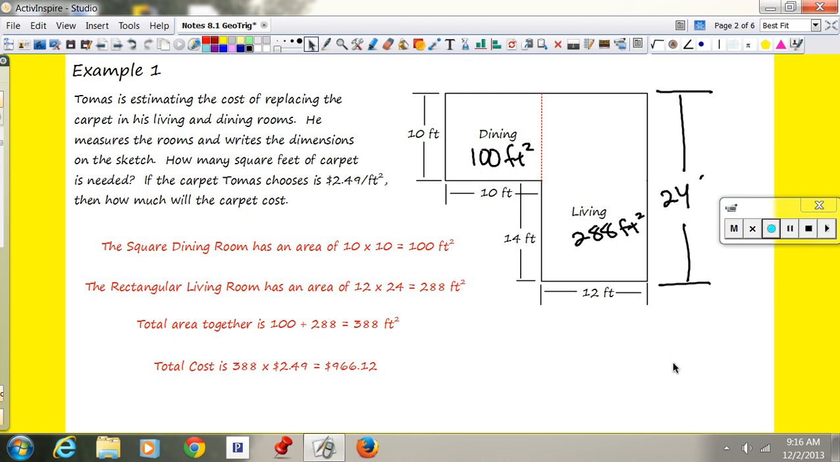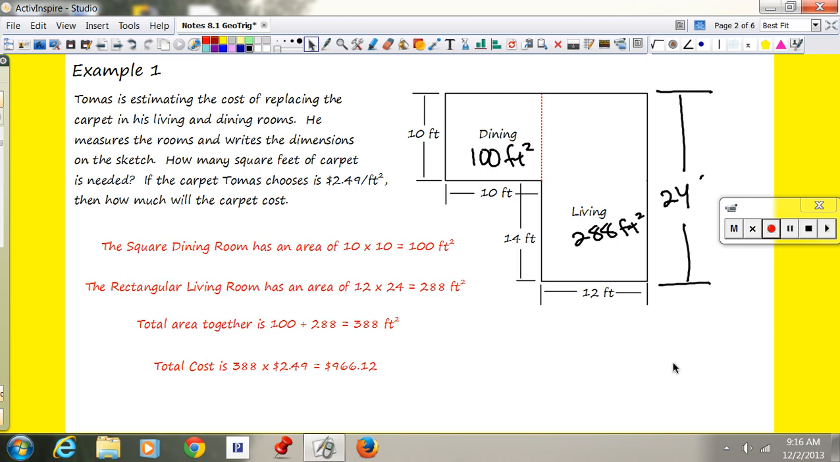And that doesn't count the padding that goes under it, and carpet strips that you got to buy, and installing. So that's just the carpet itself. So it gets expensive when you own your own house or whatever. You got to put all that stuff in. So it can get expensive.